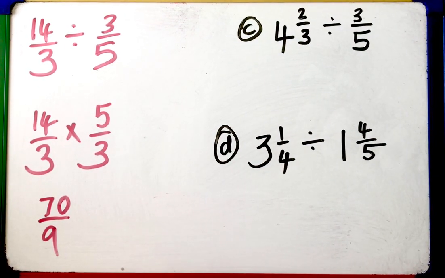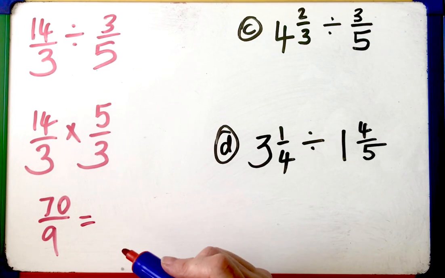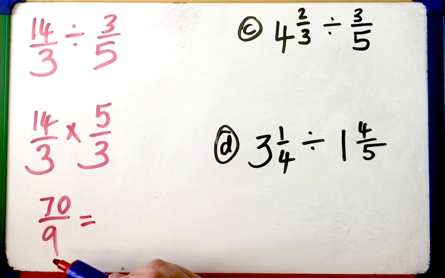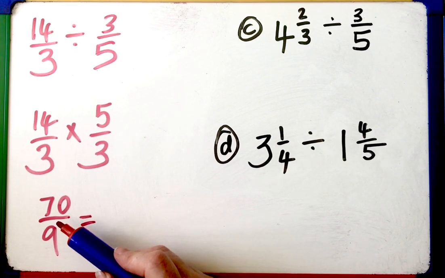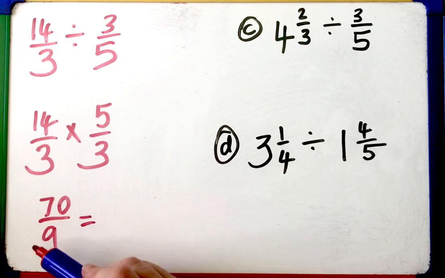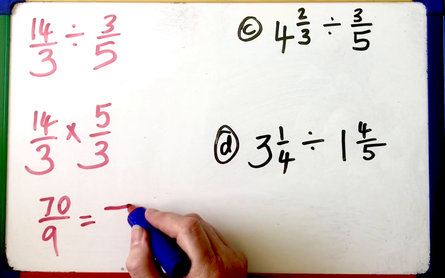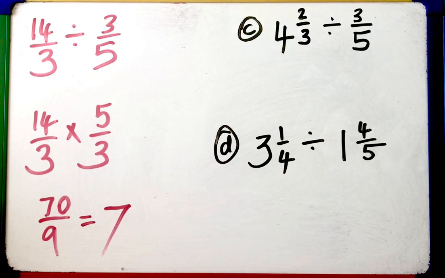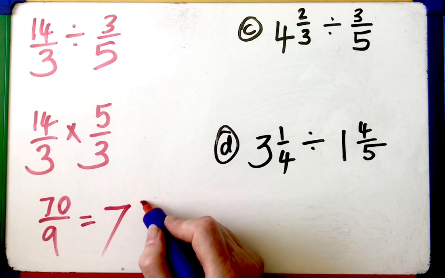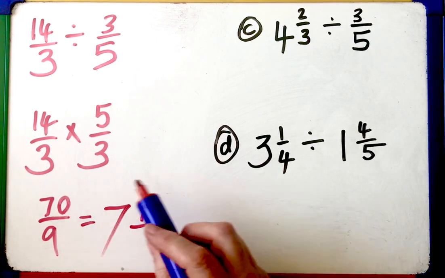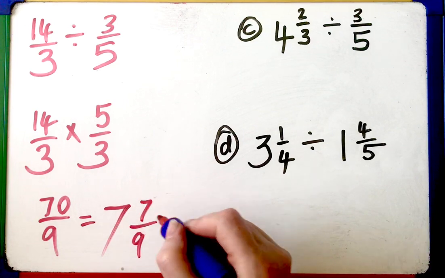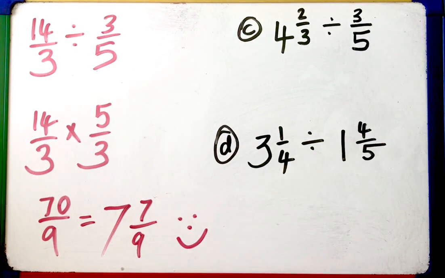I can't leave it like that. I can't cancel, they don't have a common factor, but I do change it to a mixed number. Now, 7 9s are 63, 8 9s are 72, so it doesn't go in 8 times, but it goes in 7 whole times. 7 9s are 63, and 63 to 70 is 7, so there are 7 ninths left over. I really hope you're smiling at yourself, 7 and 7 ninths.